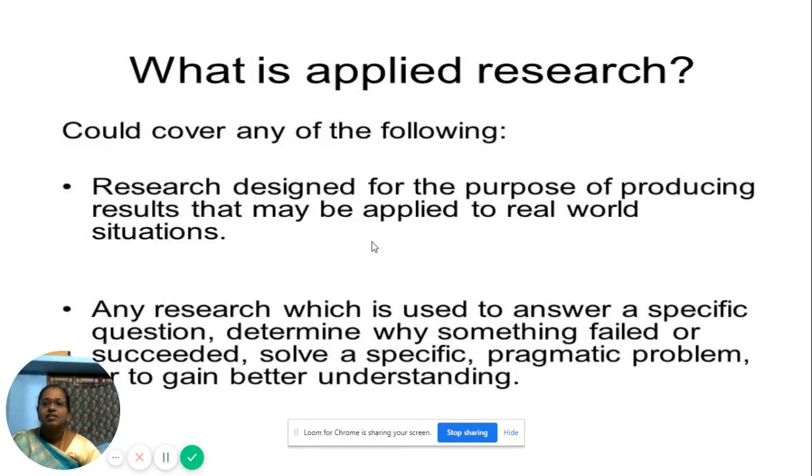Then research designed for the purpose of producing results that may be applied to real world situations.